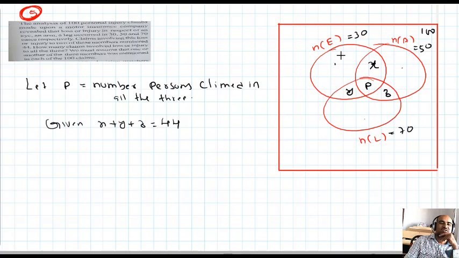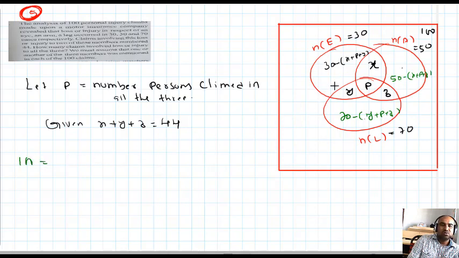So what is this? 30 minus of X plus P plus Y only. What is this? 50 minus of X plus P plus Z only. What is this? 70 minus of Y plus P plus Z only. Okay, if we add all these, it equals 100 only. So I will write that 100 equal to, slowly you need to add.